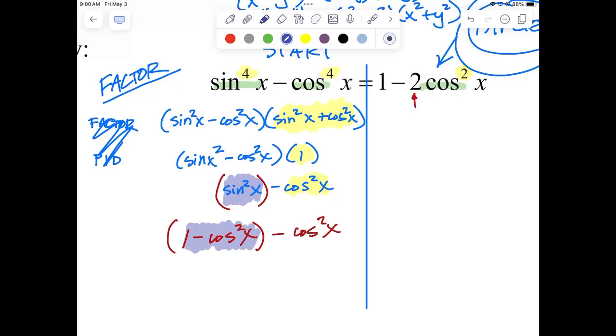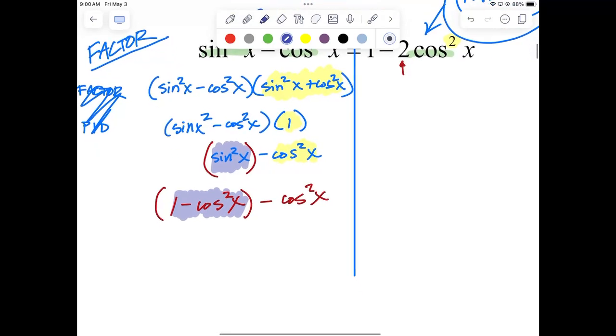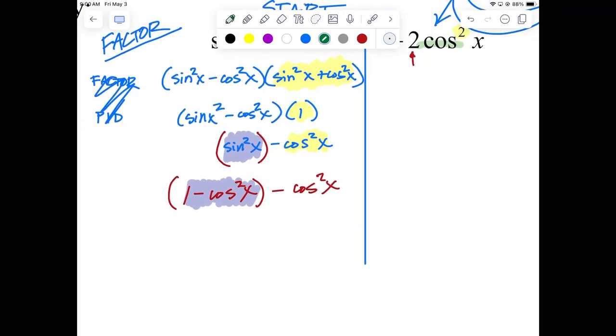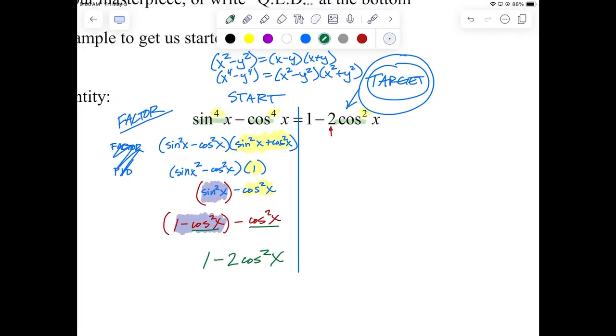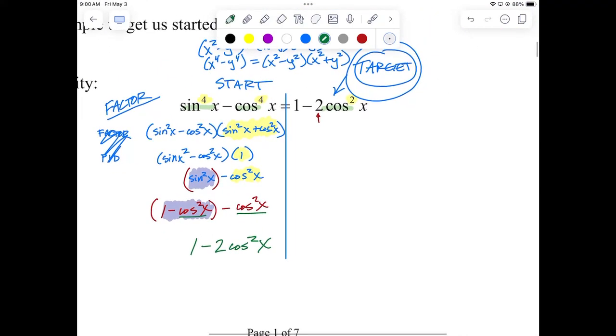Now the parentheses are only there to show the substitution. There's really nothing to distribute, is there? So we could drop the parentheses, and you get minus cosine squared minus cosine squared. What does that become? 2 cosine squared. They're like terms. Does the left side look like the right side? It sure does. So guess what? Did we finish the proof? Yeah. So you can sign off however you want.